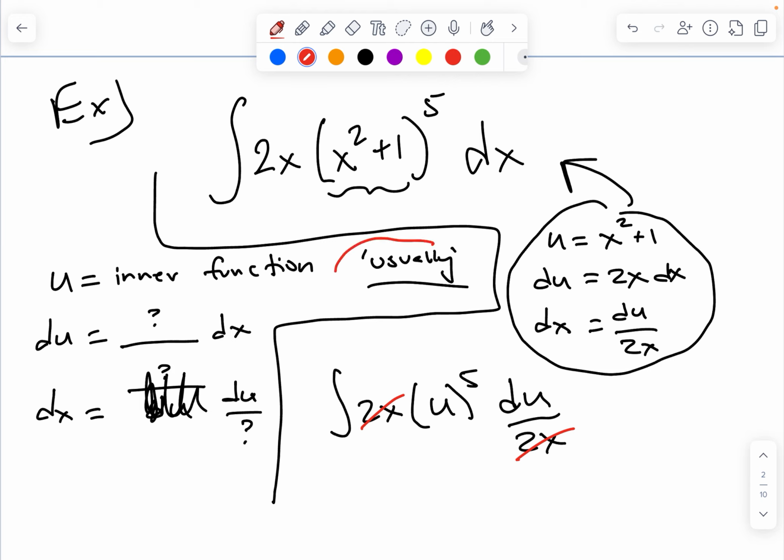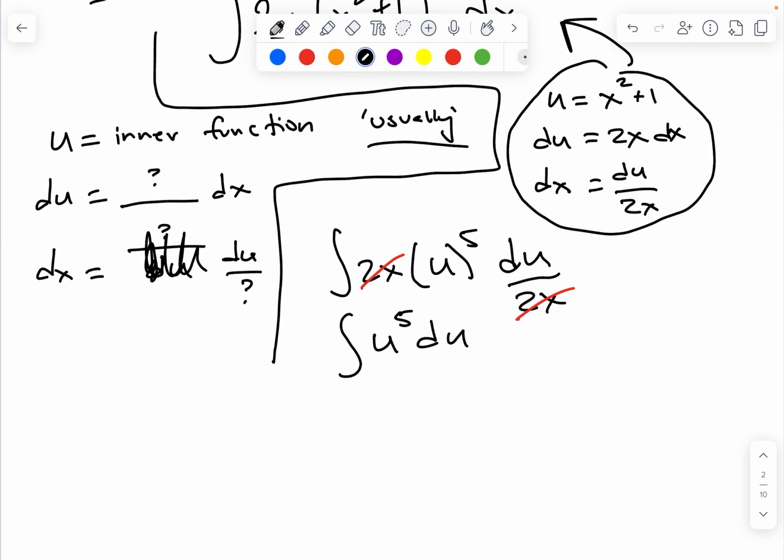That is why I wrote usually up here, because sometimes the inner function is not the function that needs to be u. Sometimes there are multiple functions and you have to pick and choose the correct one. But in this case, we did the inner function. So to simplify this a little bit, we have the integral of u to the fifth du, and this is something we can solve. So this just ends up being u to the 6 over 6 plus C.